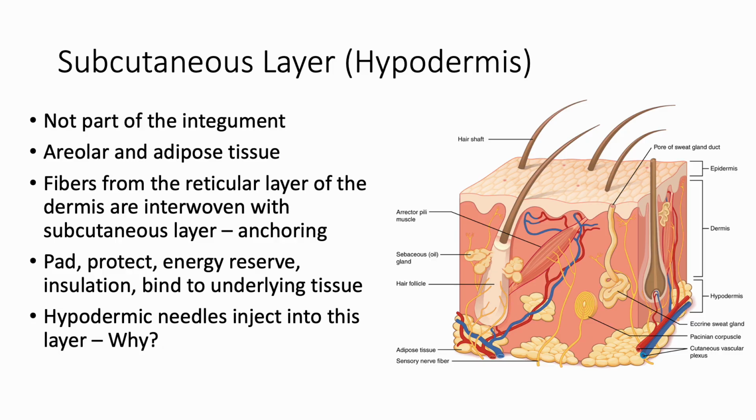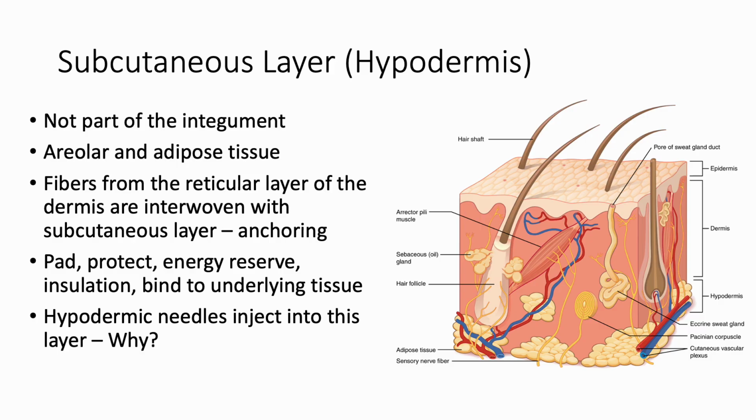All right, now we know that the hypodermis, or the subcutaneous layer, is not technically part of the integument, but we want to talk about it because it's the layer deep to that. It's mostly made of adipose tissue and loose areolar connective tissue. Now remember, there are some collagen fibers that extend from that deeper layer of the dermis, the reticular layer, into the hypodermis, anchoring those two, connecting them together.